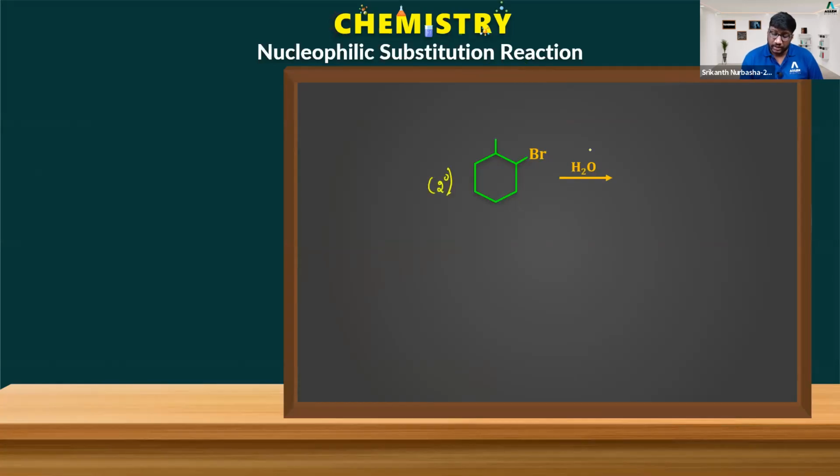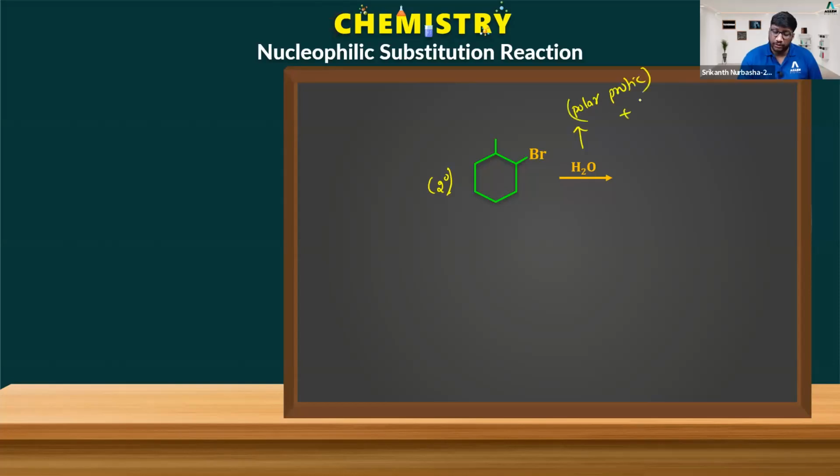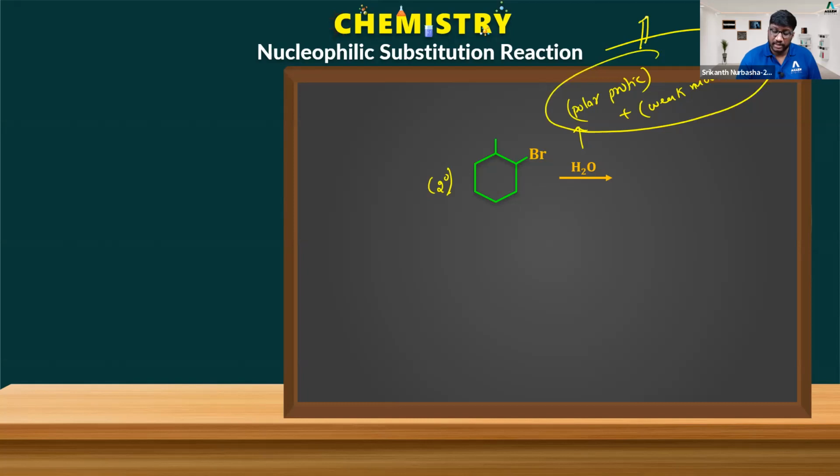Secondary alkyl halide. H2O is a polar protic solvent or polar aprotic? Polar protic. And is it a weak nucleophile or strong nucleophile? Weak nucleophile. Weak nucleophile with polar protic solvent means it should undergo SN1. So it becomes an SN1 reaction.